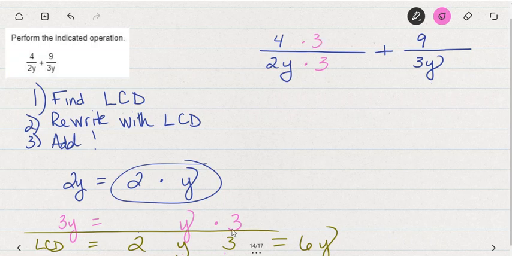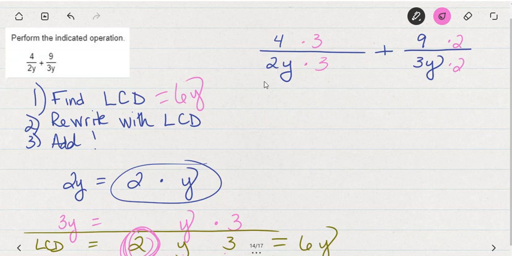For 3y, we already have a 3 and a y. If we want to make that a 6y, we need to multiply it by a 2. 3y times 2 gives us our common denominator of 6y. If I multiply the denominator by 2, I'll need to multiply the numerator by 2. And now I'm ready to add.